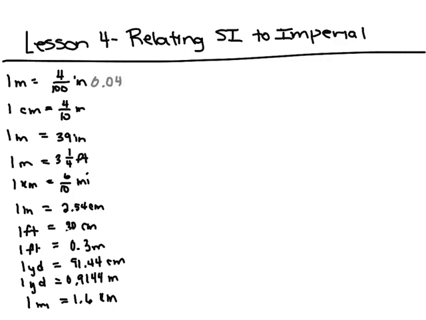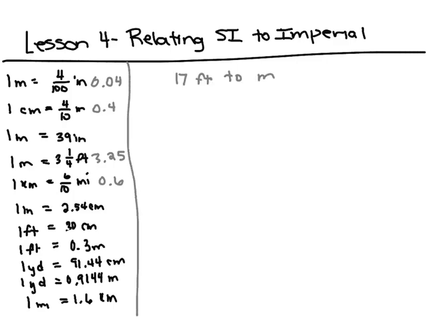0.04 is 4/100ths, 0.4 is 4/10, 3.25 is 3 1/4, and 0.6 is 6/10. It's just easier to calculate that way. So we're going to use these. So we're going to convert 17 feet to meters.